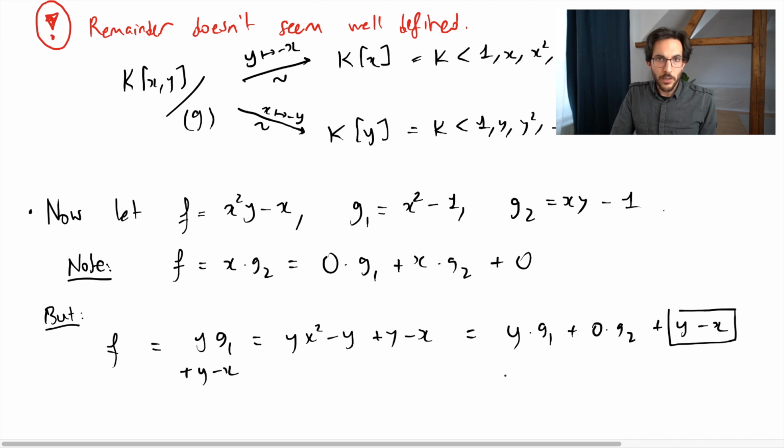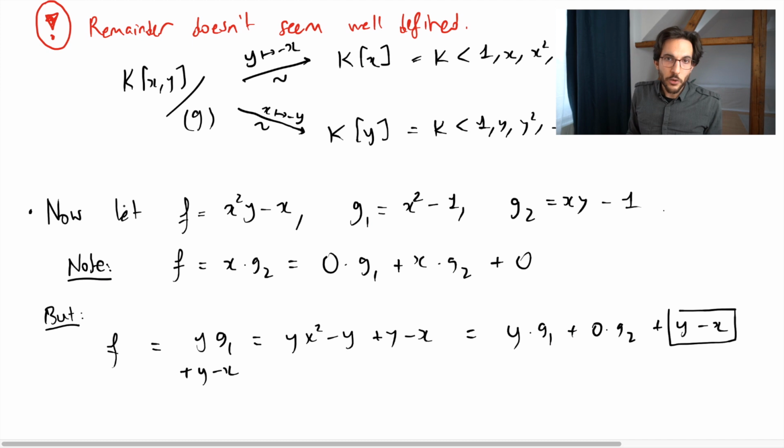So it has degree less than g1, it has degree less than g2. If you do some kind of monomial ordering, you'll see that in any case the monomials of y minus x are smaller, or in any case non-divisible by the monomials of g1 and g2. So this is it. We have to stop here, and we would conclude that the remainder is y minus x.